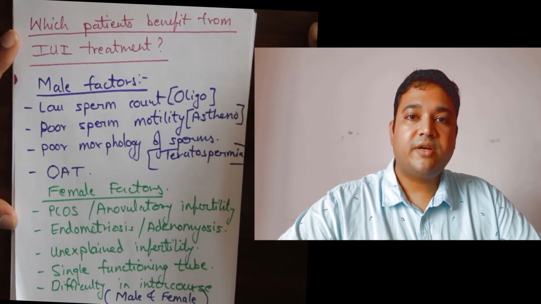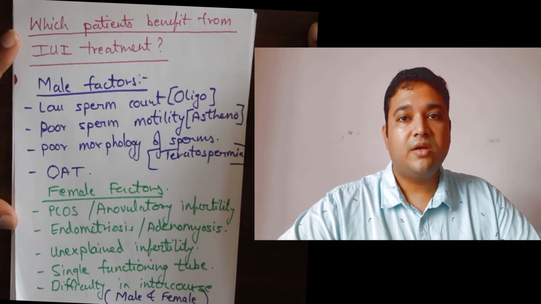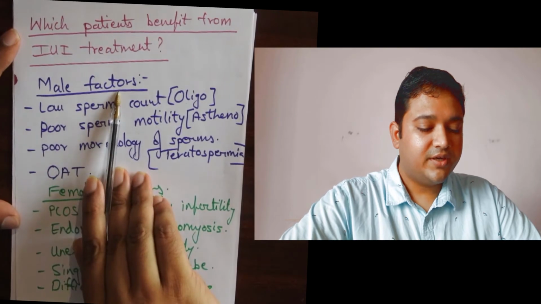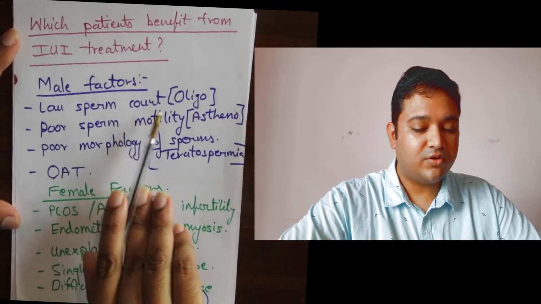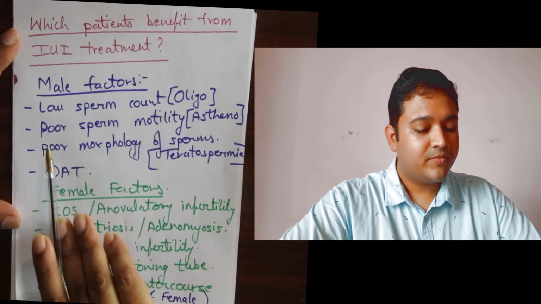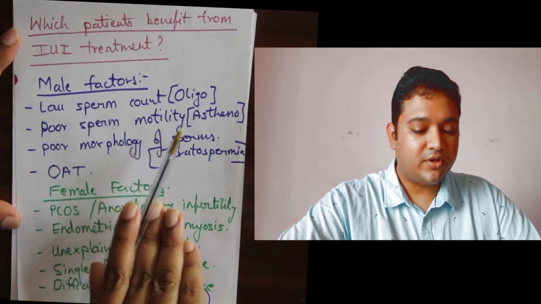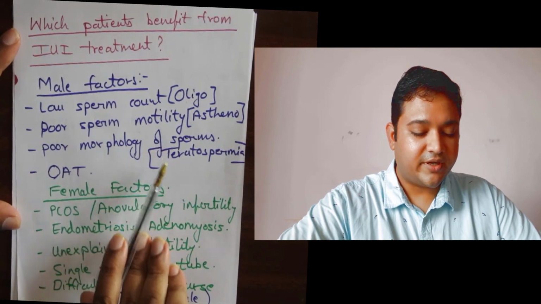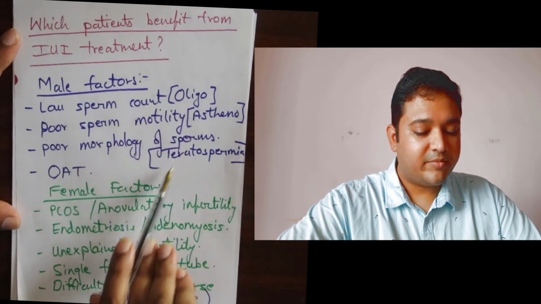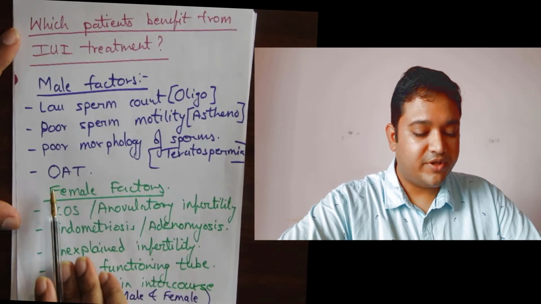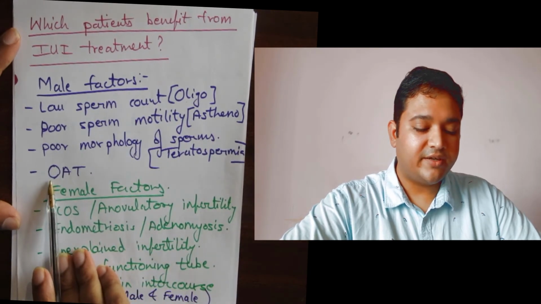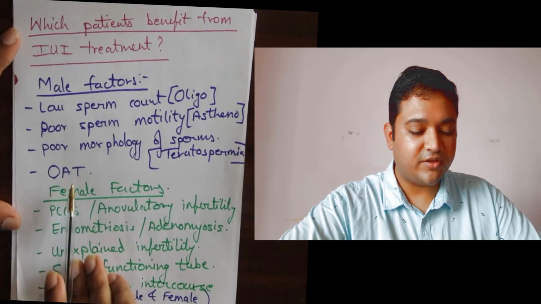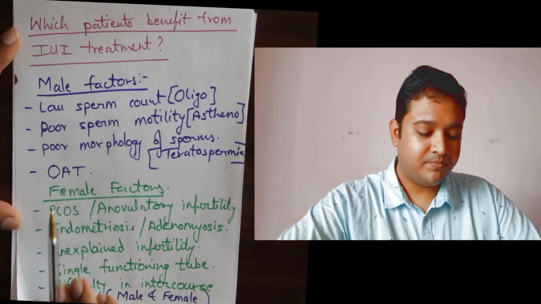Now, IUI treatment is not for everyone. However, IUI can be done in most cases of male factor infertility like low sperm count, also called oligozoospermia, poor sperm motility, also called asthenozoospermia, poor sperm morphology, also called teratospermia, and all of them can be occurring in a combination in a single patient, and there it is called OAT. O standing for oligo, A standing for astheno, T standing for terato.